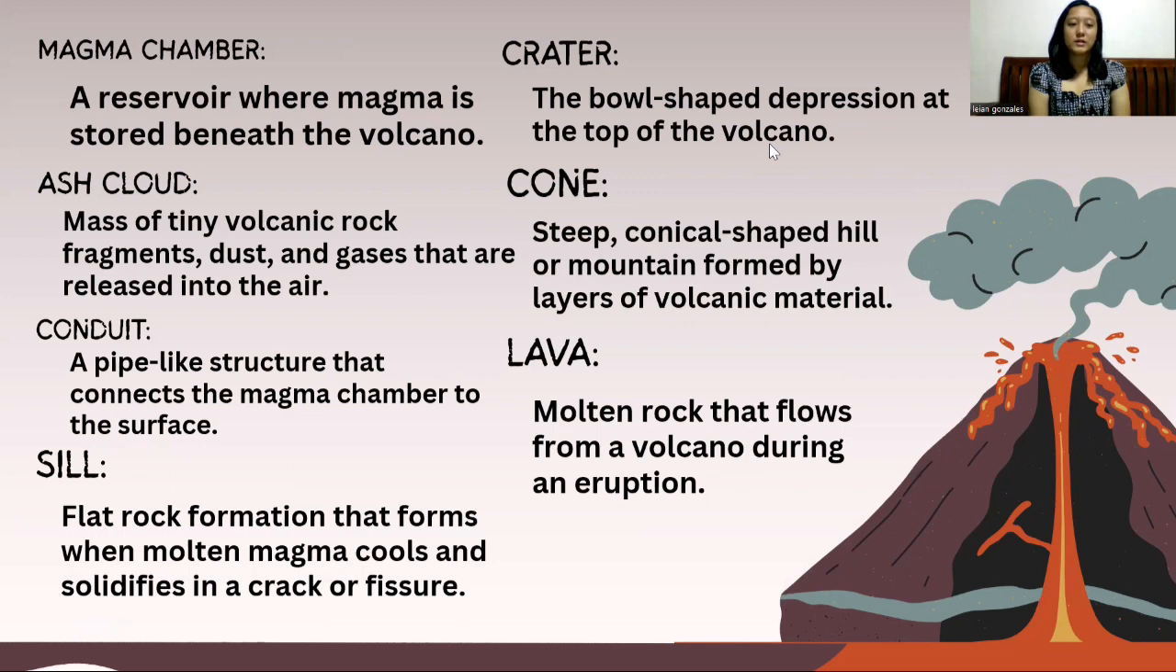Number 4. The sill. It is a flat rock formation that forms when the molten magma cools and solidifies in a crack or fissure. Number 5. We have the crater. It is a bowl-shaped depression at the top of the volcano. Number 6. We have the cone. It is a steep conical-shaped hill or mountain formed by layers of volcanic materials. And lastly, we have the lava. Lava is molten rock that flows from the volcano during an eruption.